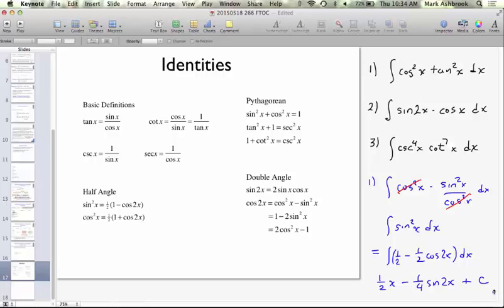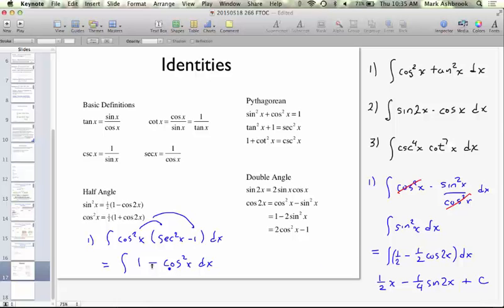Questions on this approach to that problem? Okay, the other way is you could say that tangent squared is secant squared minus 1. And then distribute the cosine squared. Cosine squared times secant squared, well, that's just 1, because secant squared is 1 over cosine squared. And then cosine squared times negative 1, so 1 minus cosine squared. From here, you could just write it as sine squared.